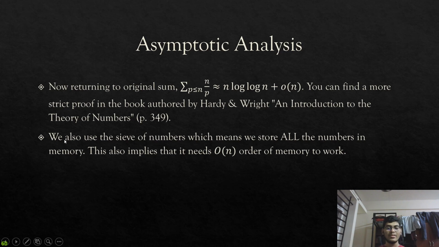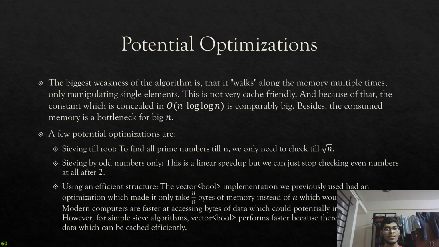We also use the sieve of numbers, which means we store all the numbers in memory. This also implies that it needs O of n memory to work, as opposed to the general O of 1 for most prime number calculators. There are some optimizations. The biggest weakness of the algorithm is that it keeps walking along the memory multiple times while only manipulating single elements. This is not very cache friendly due to the many cache misses, and because of that, the constant concealed in the O(n log n) is comparatively big. Besides, the consumed memory is a bottleneck for big n.